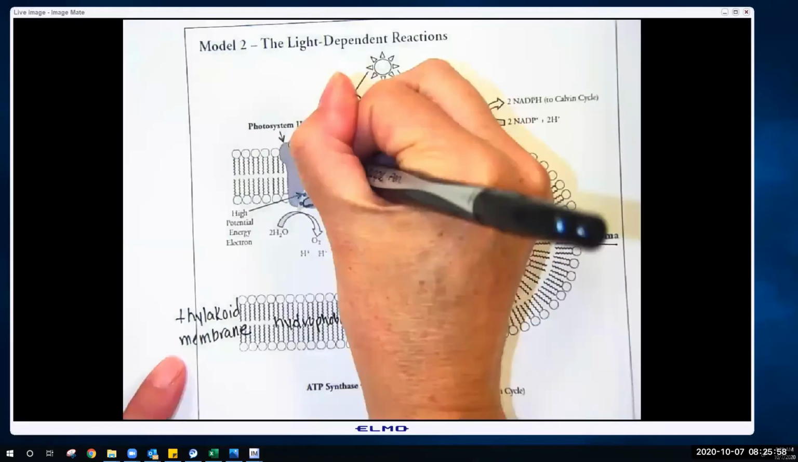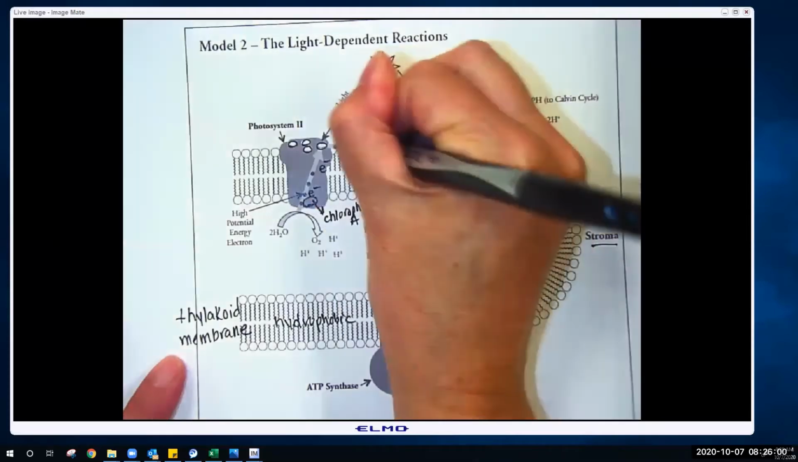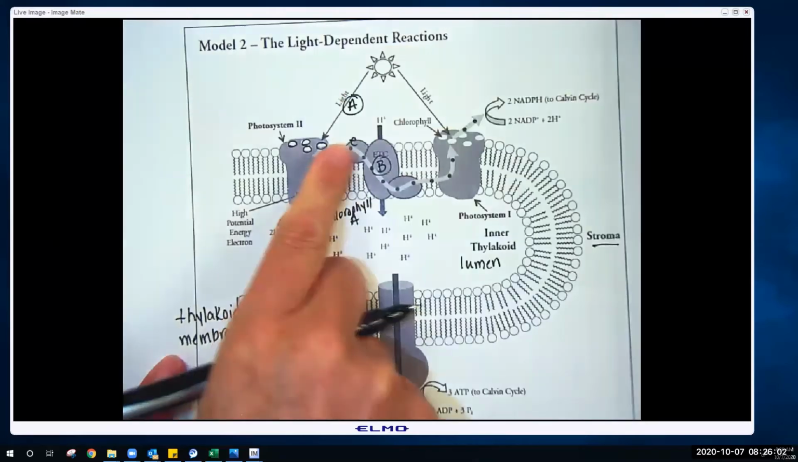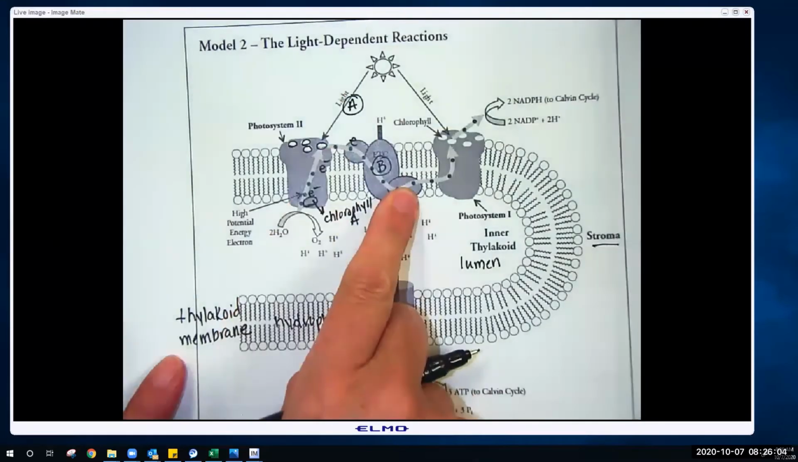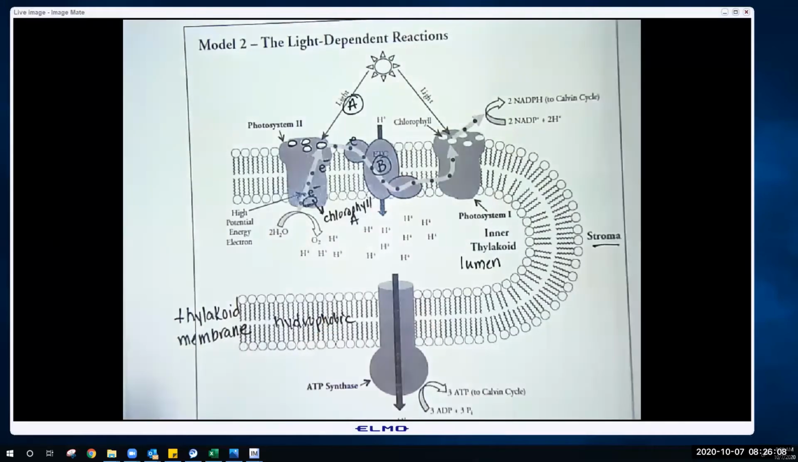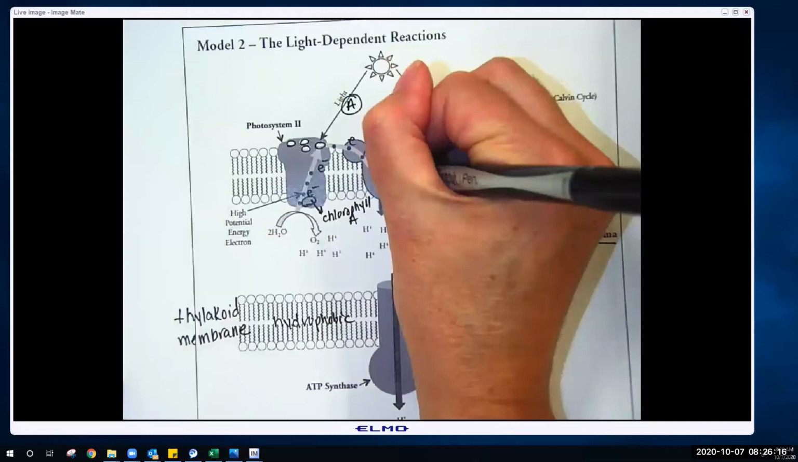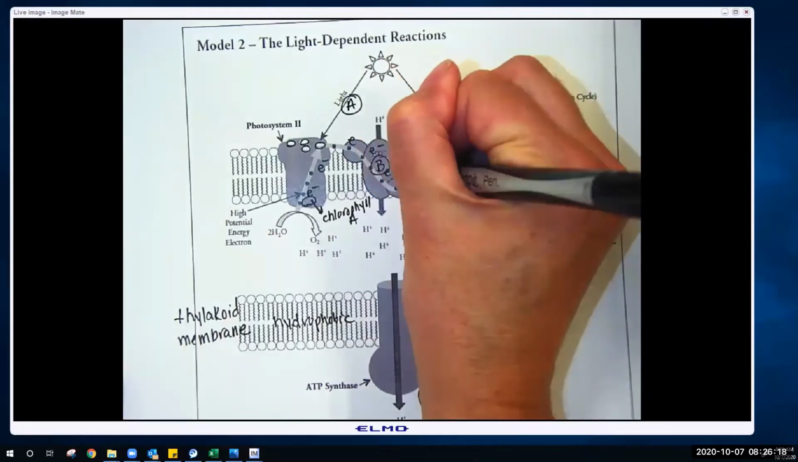It travels from photosystem 2 to proteins in this electron transport chain. ETC stands for electron transport chain. It is a chain of proteins and they pass the electron from one protein to the next, and it just moves down the electron transport chain.